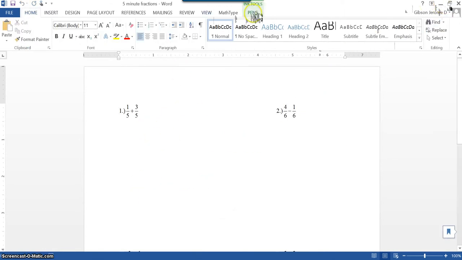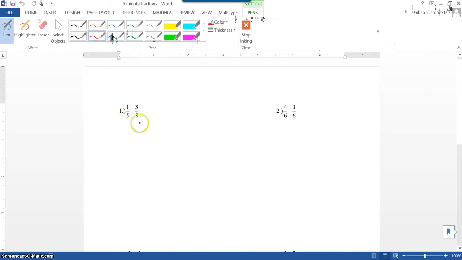Now we have these fractions. The first thing that you need to know in order to add or subtract fractions is that your denominators must be the same. Now we look here at number 1. You notice our denominators are 5. So we carry over our denominator. So our denominator, or bottom, stays 5. Now we come to our numerator. We just add. 1 plus 3 is 4. Now 4/5 you cannot simplify. So this is our final answer.